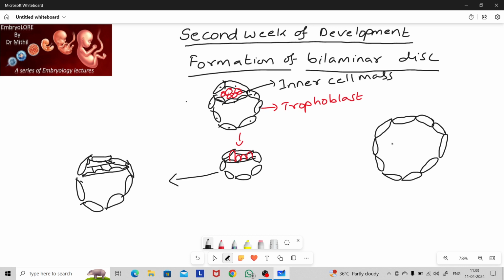Now here the low flattened cells, low cuboidal, and then that is the ectoderm, columnar cells, and now here the flattened cells, that is the amniogenic layer. So nuclei.